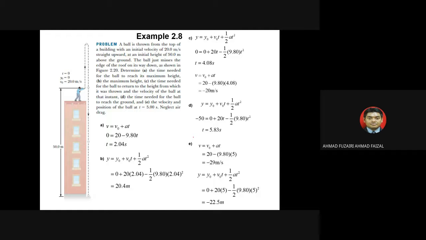So let's look at this example. It's a very good example when you want to understand the concepts of free falling. A ball is thrown from the top of a building. This is what happens when the ball is thrown.